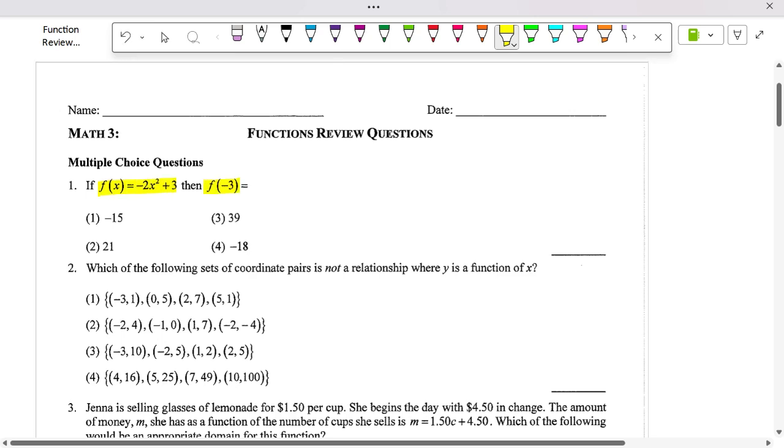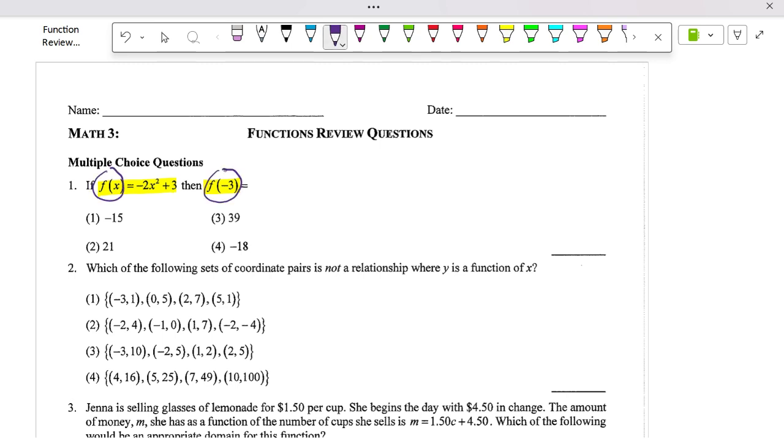Now, take a look specifically at this notation. What is the negative 3 replacing in f of x? It's replacing x. So if it's replacing x, what do you think I'm going to do with that negative 3? Plug it in for x. That's exactly what you're going to do. So we're going to take this negative 3 and plug it in right here for x, x is equal to negative 3. So f of negative 3 would be equal to negative 2 times negative 3 squared plus 3.